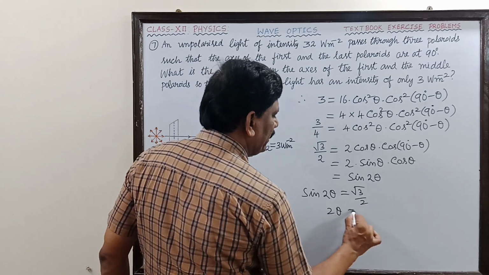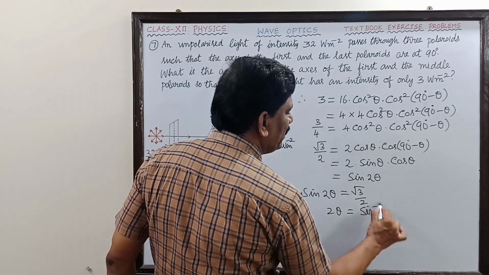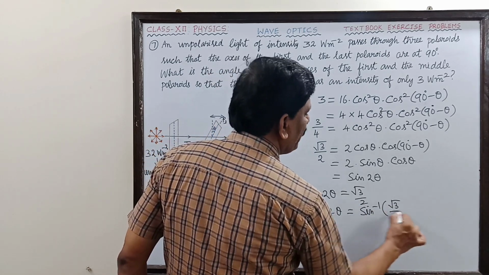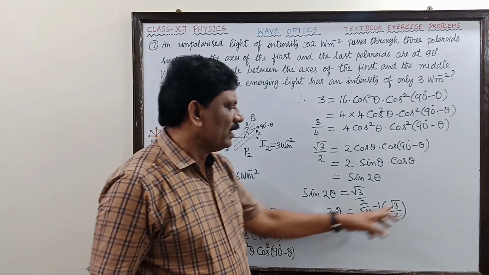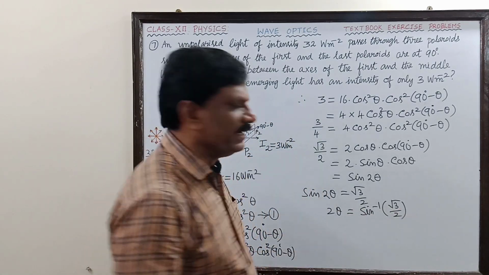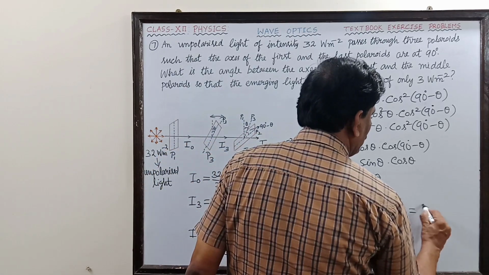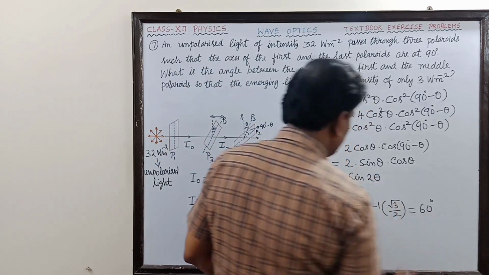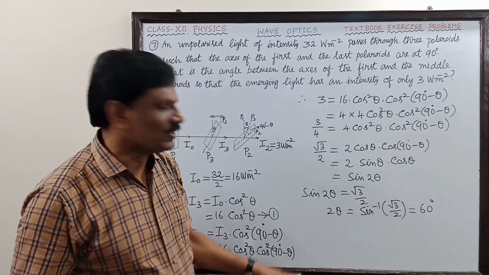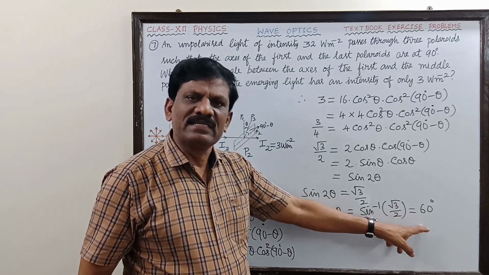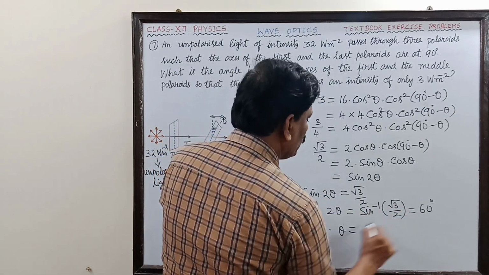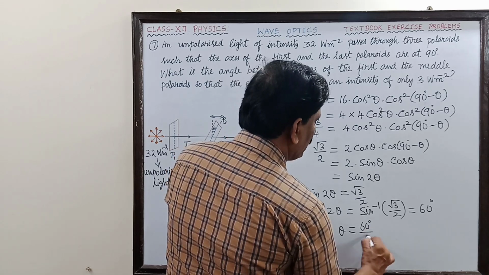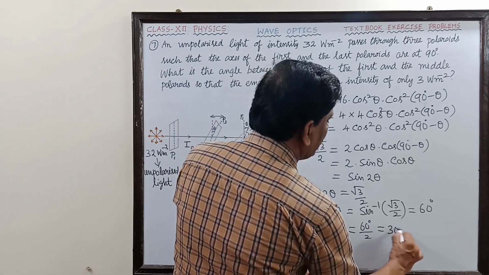So 2 theta is equal to sine inverse of root 3 by 2. For which angle sine value takes root 3 by 2 value, that is for 60 degree. Okay, sine inverse of root 3 by 2 is what? 60 degree. Okay. So 2 theta is equal to 60 degree, therefore theta is equal to 60 by 2, that is equal to 30 degree.